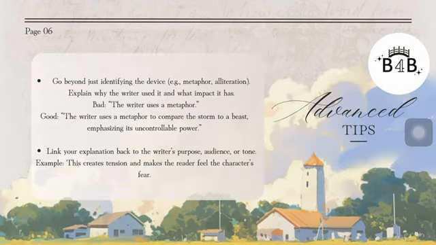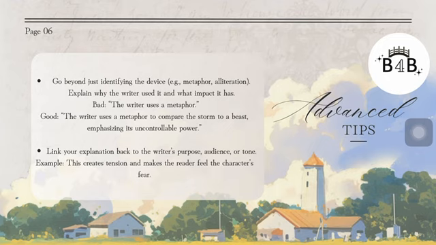Now for the advanced tips. How to get an A star in IGCSE English Language B. You have to go beyond just identifying the devices. For example, if you say the writer uses a metaphor, that's a really poor answer. You have to show the evidence and the explanation.